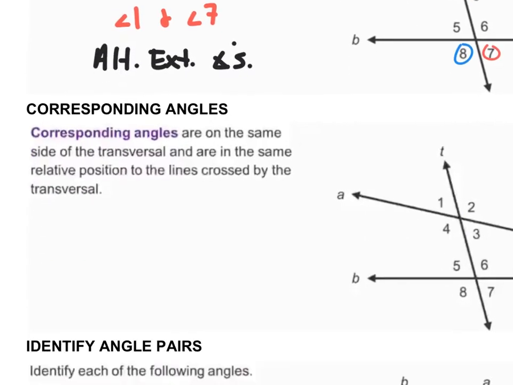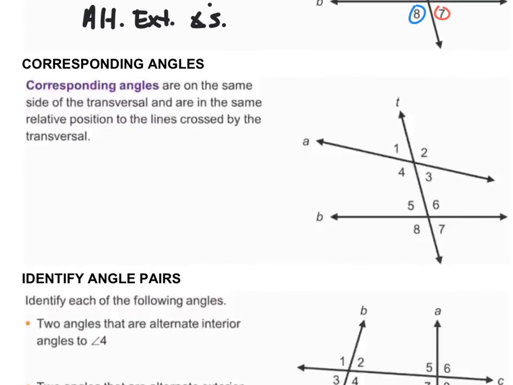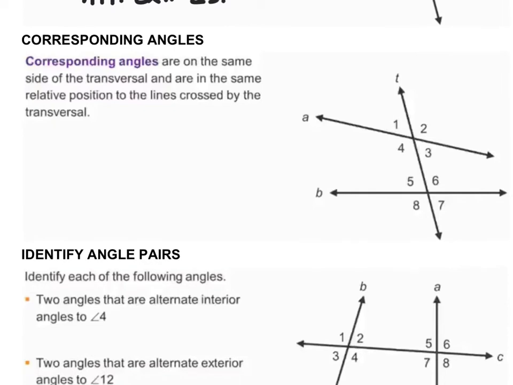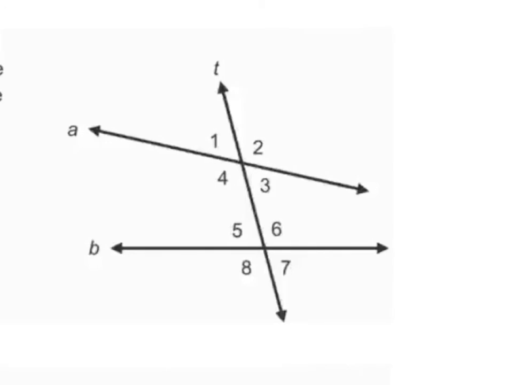All right, the last kind of pair of angles that we have are called corresponding angles. Okay, corresponding angles are on the same side of the transversal in the same relative position to the lines crossed by the transversal. So if I look at this picture, I'm just going to start with angle 1, okay? Now, angle 1 is in the top left corner of this intersection, okay? And so if I were to correspond that with an angle down over here at this intersection, that would correspond with angle 5 because it's in the top left.